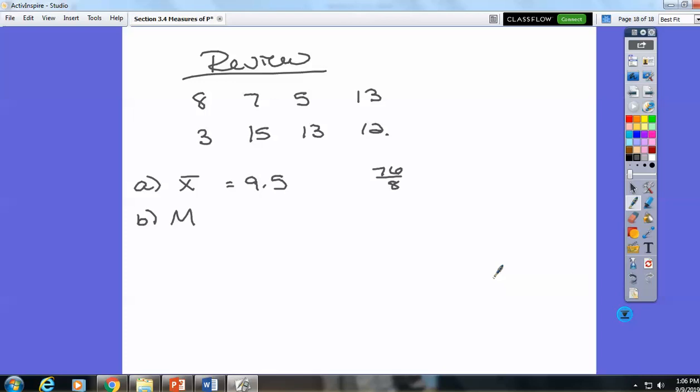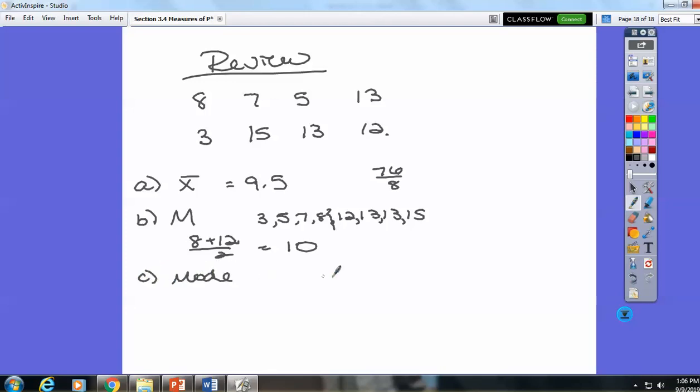What if I said find capital M? What does capital M represent? Median. So if I had to write these in order from small to large, so that would be 3, 5, 7, 8, 12, 13, 13, 15. Okay, how am I going to find the middle? We just count. The middle on this one is going to be between 8 and 12, so I would have to add up 8 plus 12 divided by 2, and we get 10.